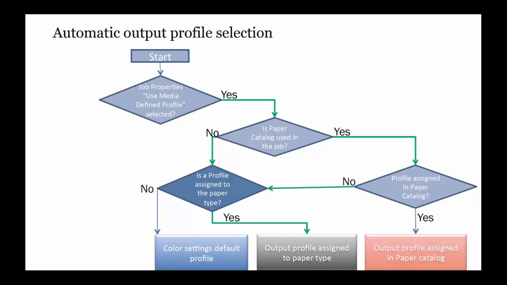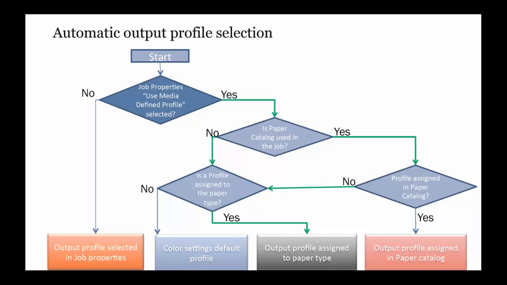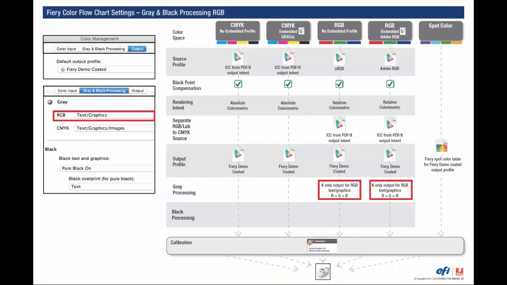Okay? This is where we start to get into the area where it becomes uncertain which output profile was used for which job. The other example of this is if we choose to manually select output profiles rather than use media defined. In this case, we always get the output profile we selected in job properties, but as we've mentioned earlier, it becomes difficult to keep track of which output profile we used with which of our jobs and paper types. The third area of expert controls in the Fiery Color settings is for gray and black processing.